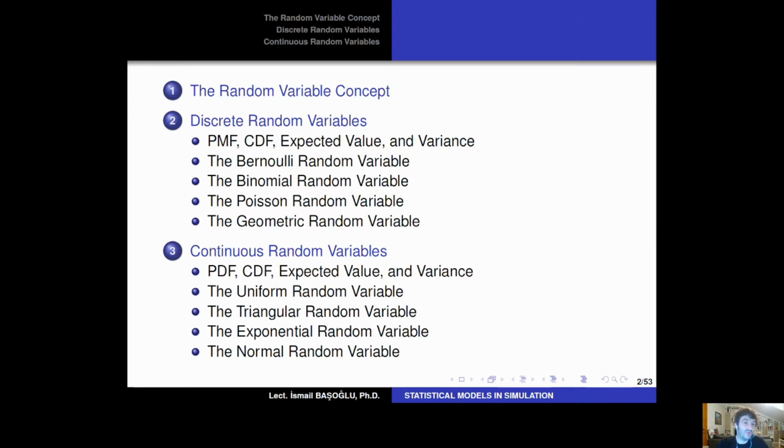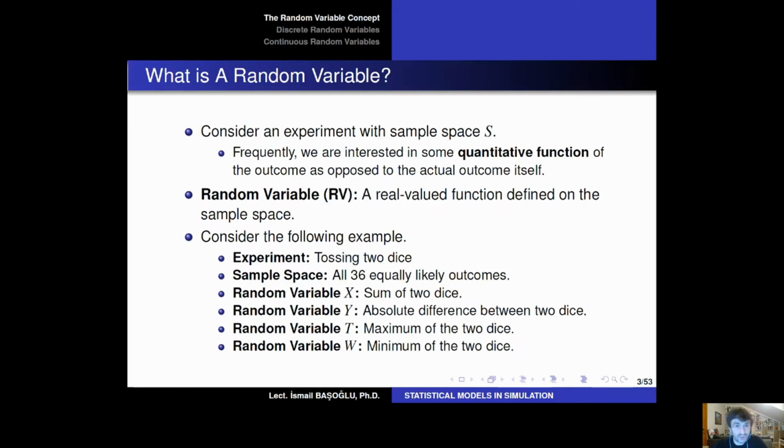Then we are going to cover the discrete and the continuous random variables that we have known from our earlier classes. This is just going to be a revision chapter. However, there are some important aspects that I especially would like to emphasize, and we are going to use some of the concepts that we are going to revise here in the following weeks of this course. So at first, let's talk about the definition of a random variable.